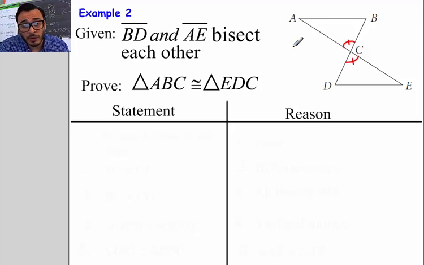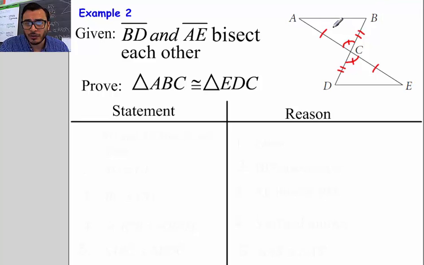Next, using the given information, BD and AE bisect each other, we can say that AC is congruent to CE. And we can say that BC is congruent to DC. And the reason we can say that is because these segments are bisecting each other, which means they're going to intersect at their respective midpoints. So after you label the diagram, it makes it easy to see that you can prove these triangles are congruent by using the side angle side method.